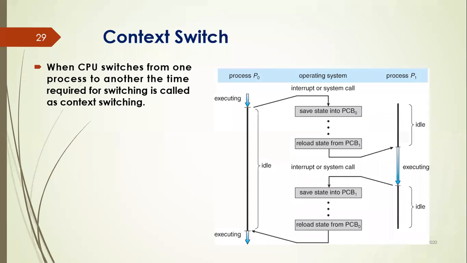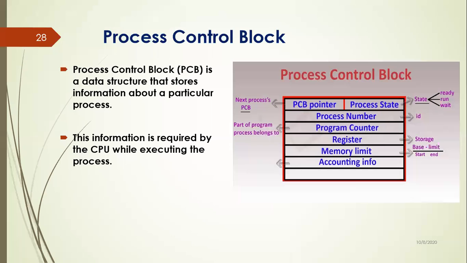So, context switch means what? We are switching from one process to another process. When you are switching from one process to another process, we have to make changes in the PCB. We have to change the process state. We have to change the process pointer.